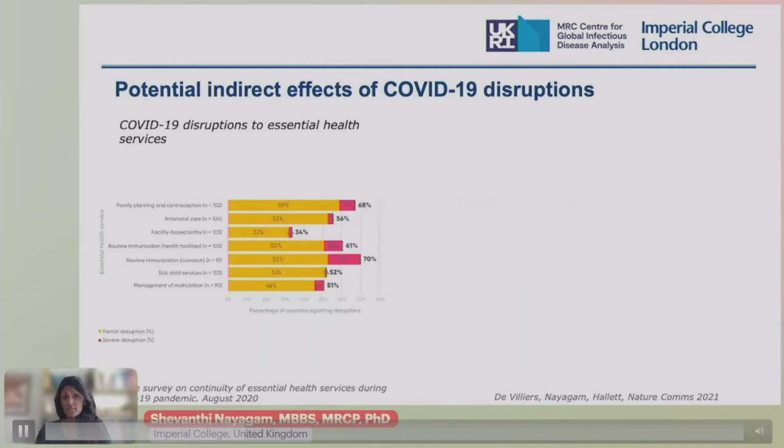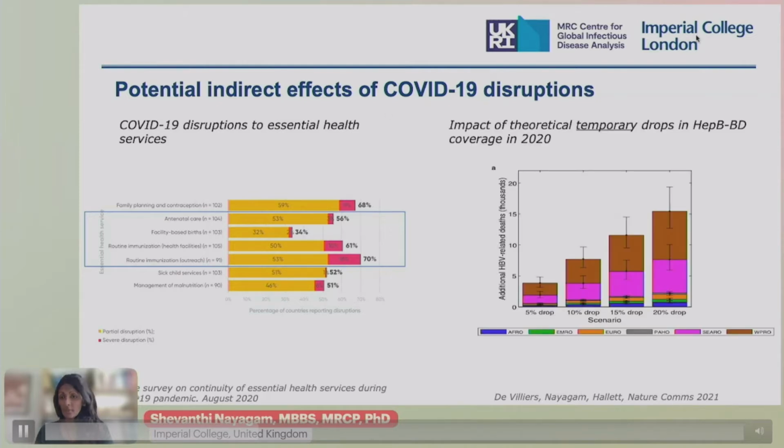Unfortunately, we have also seen the potential indirect effects of COVID-19 disruptions over the last couple of years. The WHO pulse surveys have shown disruptions to essential health services, including antenatal care, facility-based births, routine immunization services, both in health facilities and outreach services.